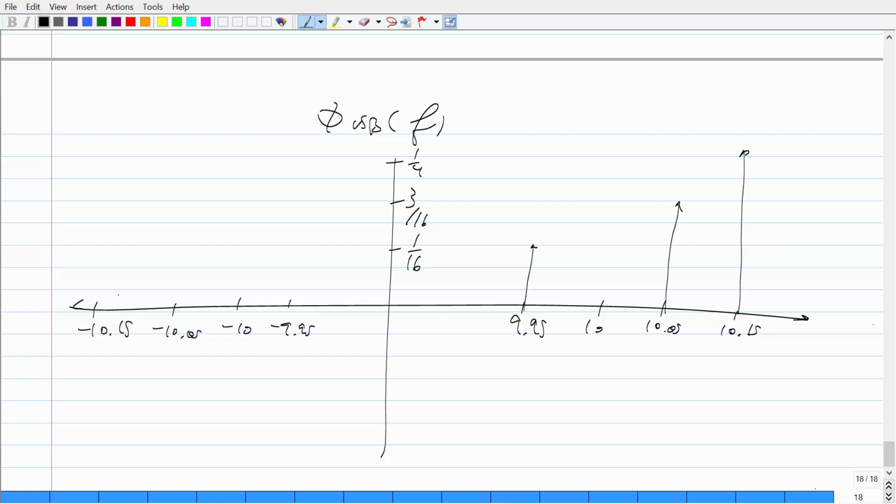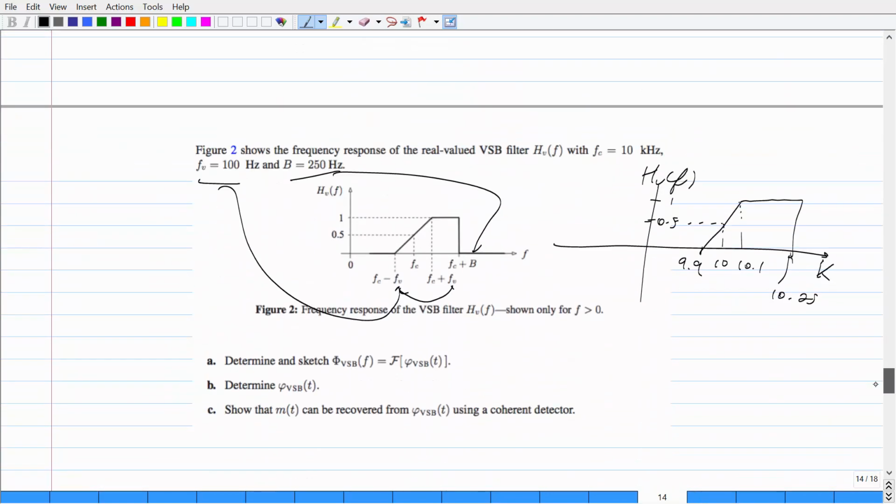And then you do the same thing on this side. So here, and then here, and here. So this is what your output of the vestigial sideband is going to look like. Any questions here? All right. So a couple more here. Let me see. What do we got?